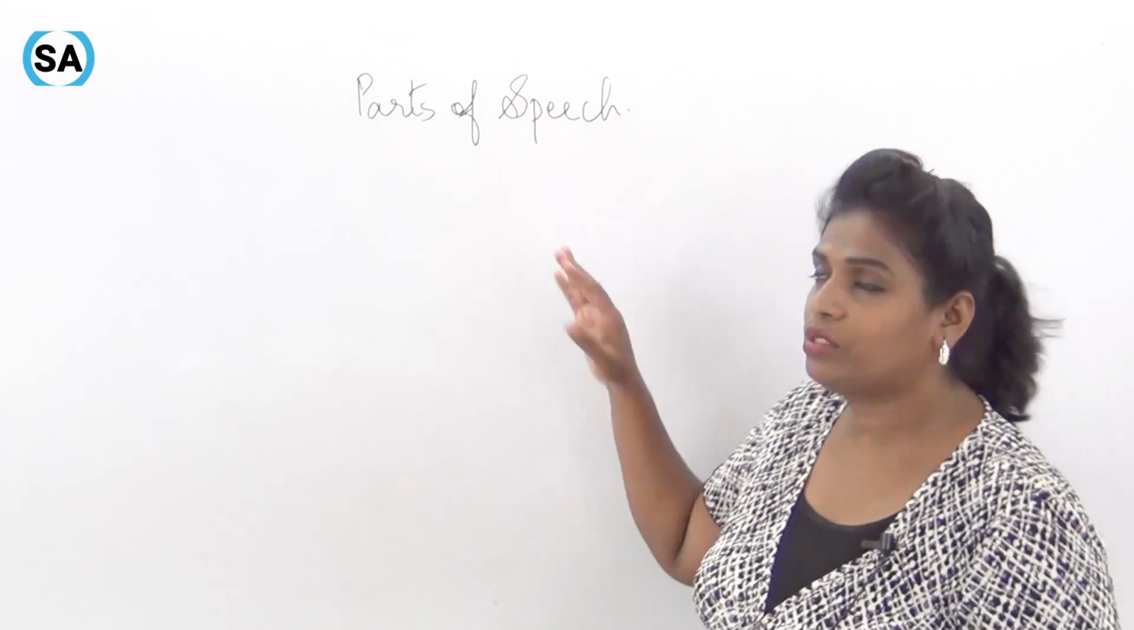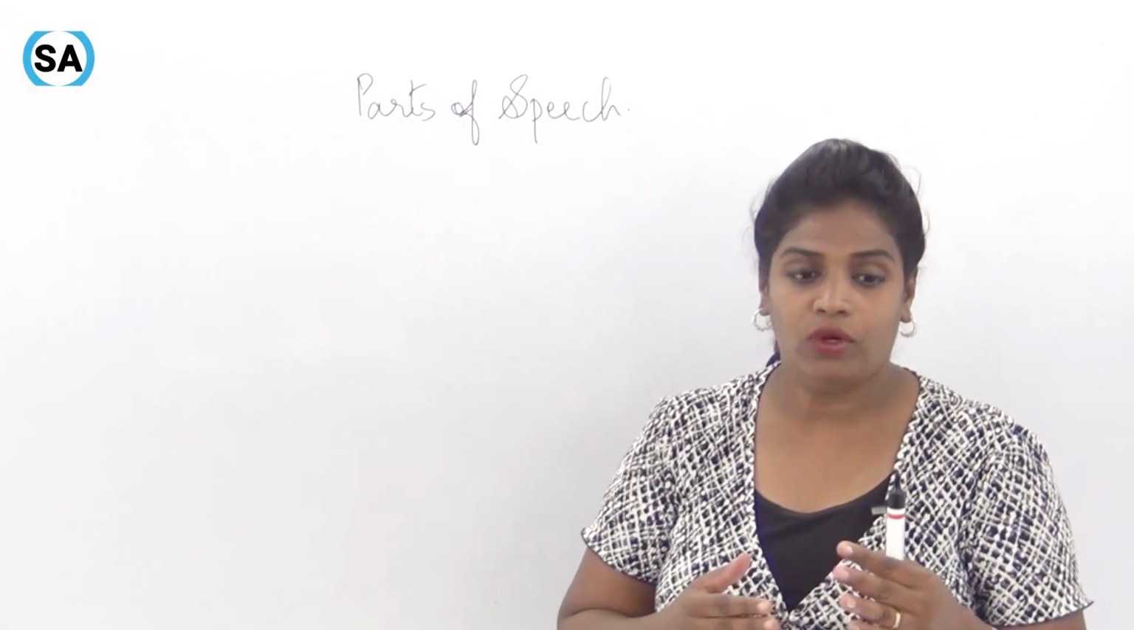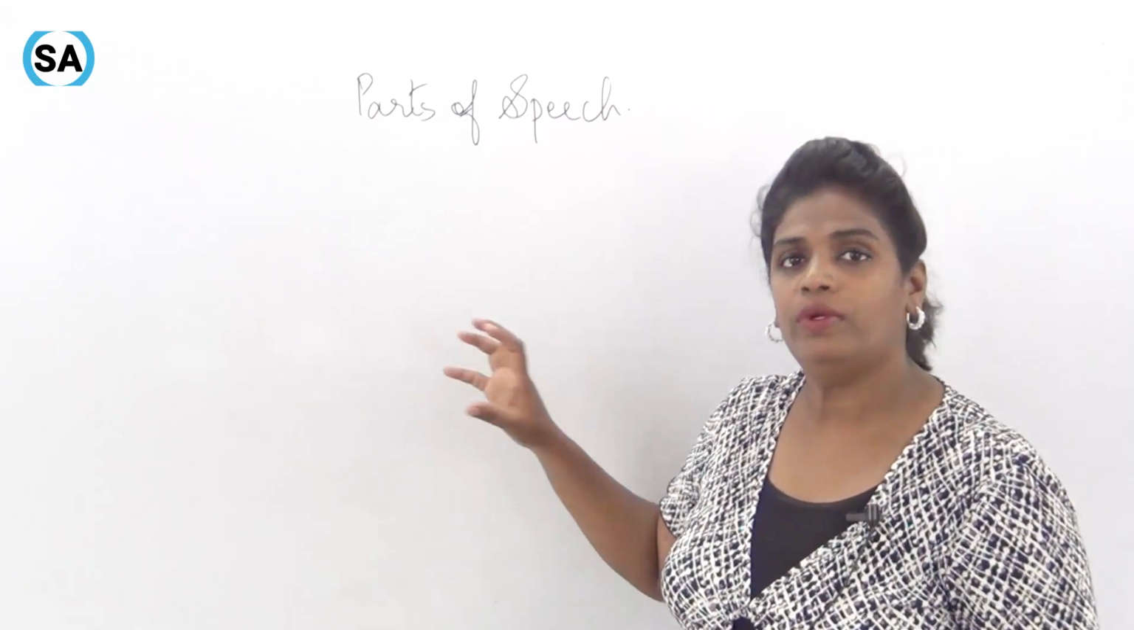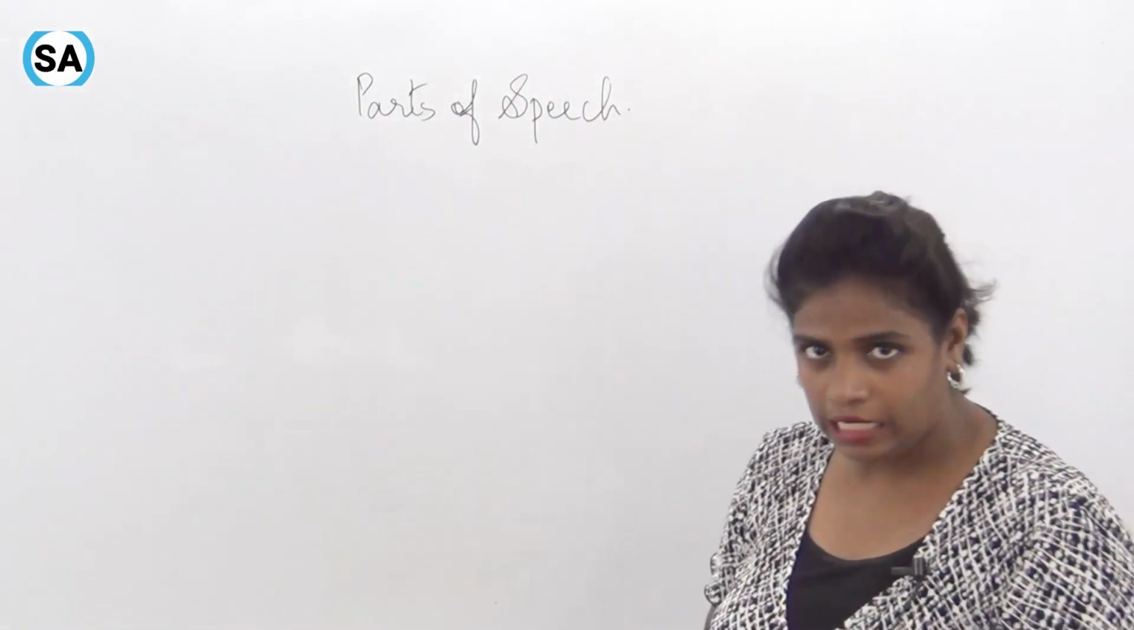Now the second chapter that we will see is parts of speech. If we want to construct a proper sentence without any grammatical error, we need to understand the components of parts of speech, and then it will be very easy for the students to understand what is a noun, what is a pronoun, and where it is placed in a sentence. So there are 8 parts.